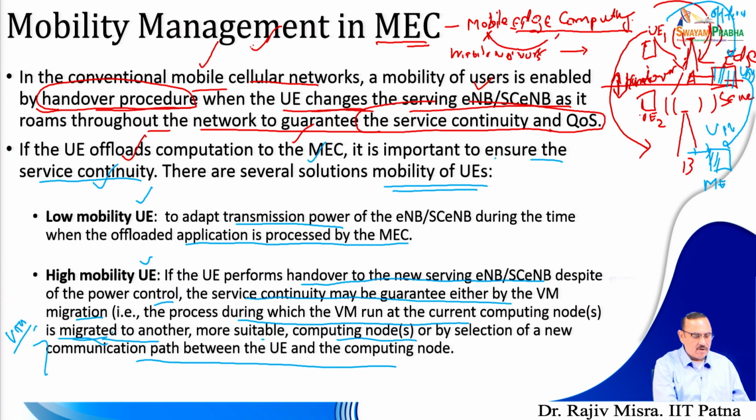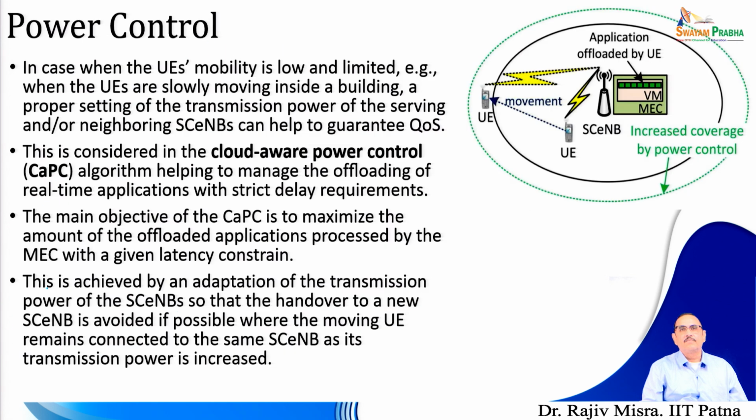This is going to be an important factor in the high mobility user equipments, whereas it is to be offloaded, it adopts the power of ENBs during the time when the offloaded applications are being processed by MEC. So, there are two different scenarios that we are going to consider here while discussing the mobility management in MEC. So, let us see about the power control.